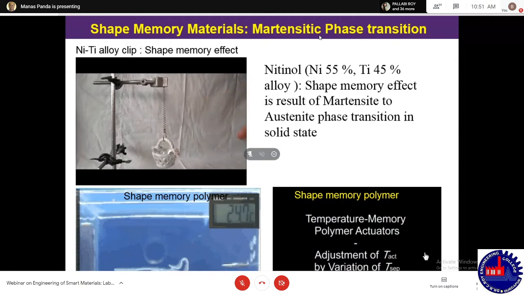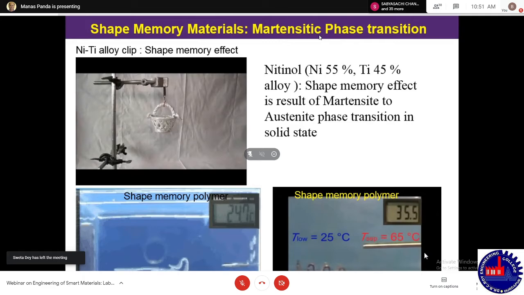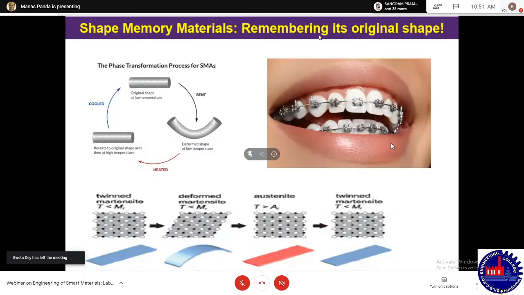So you can see it, the right side and also the bottom right. At the bottom right, you can see how this shape memory polymer also changes its shape as a result of change in temperature. So it's going back and forth once you increase and decrease the temperature. So it's changing its shape. Okay, and based on that, you can do weightlifting. You can do many other applications utilizing this polymer or metallic material.